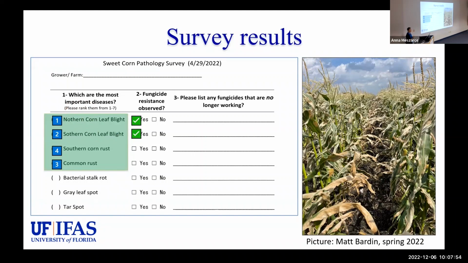Anyway, so the most important disease based on this survey is northern corn leaf blight. And also you can see here on this picture that Matt Burden from Glades Crop Care took last year. He sent me that picture, and I'll talk a little bit more about that later on in the presentation. But another important disease, the second one, is southern corn leaf blight, and then common rust and southern rust. And I'll be talking more about these diseases.